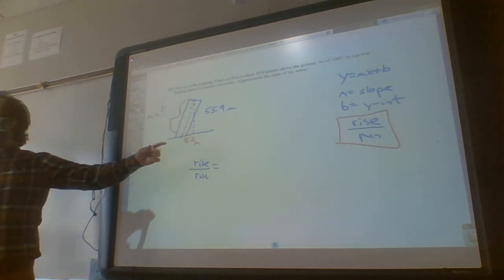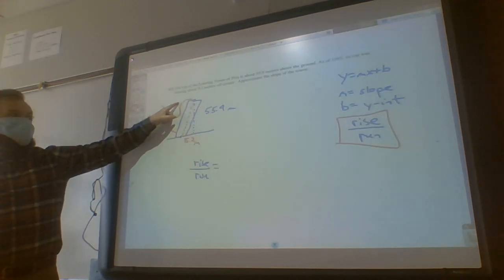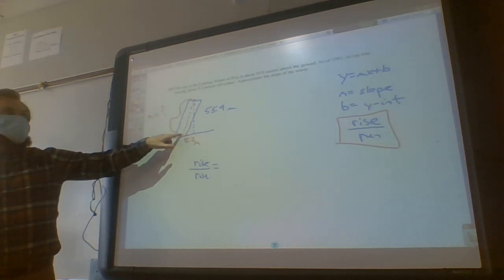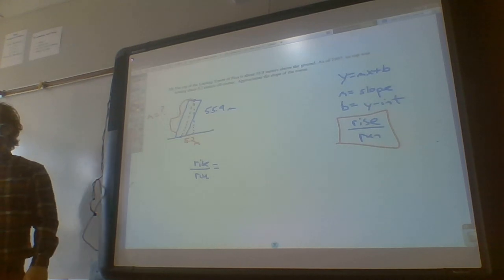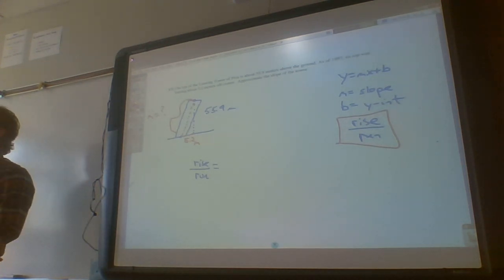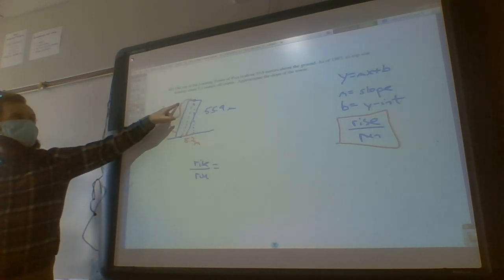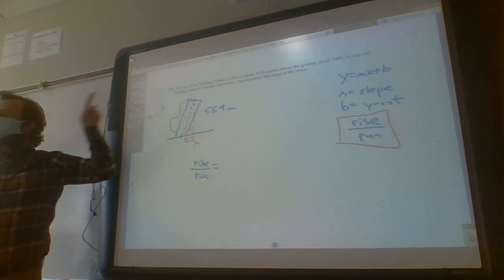Can anyone tell me, what is the rise? What is the change up or down from the center of the bottom to the center of the top? I'd love to hear from someone I haven't heard from today. What is the rise? If we go from here to here, what is the rise?